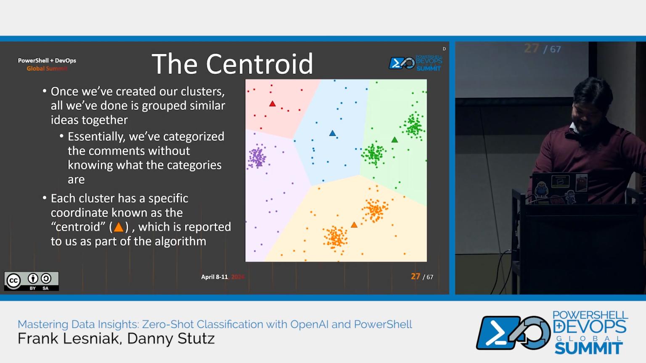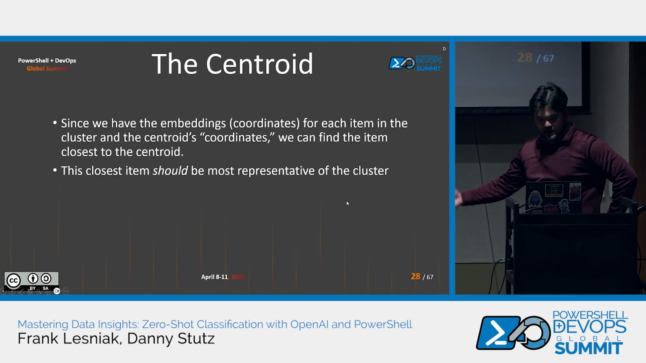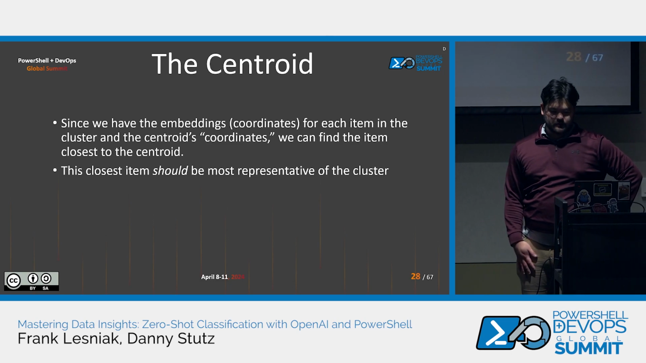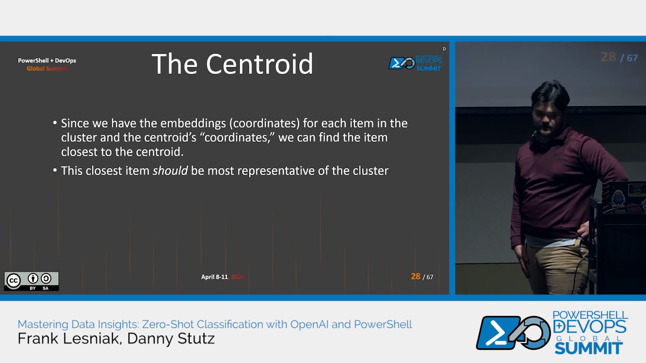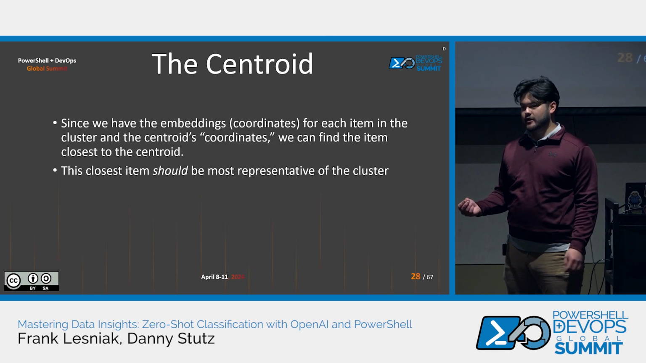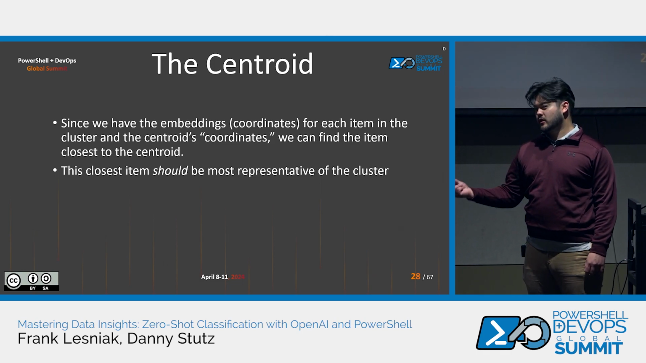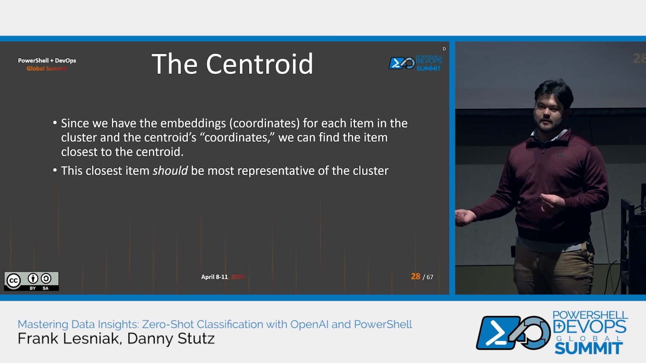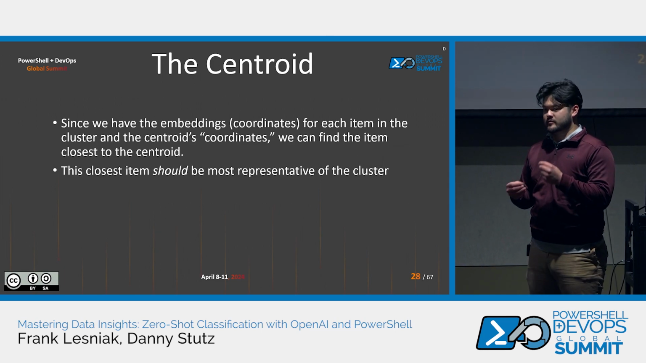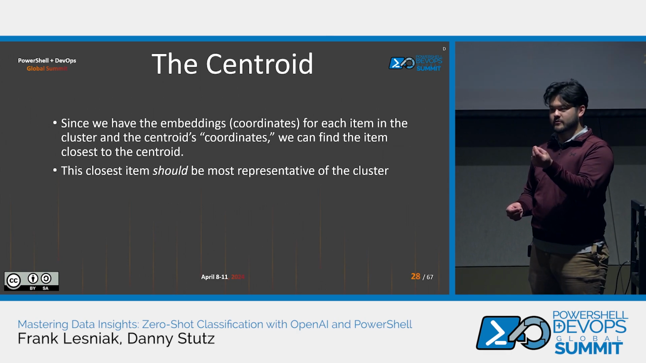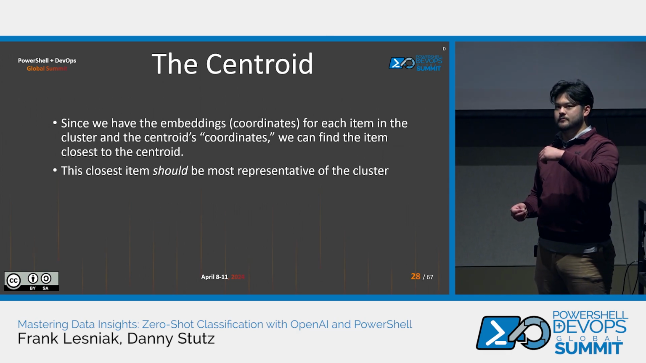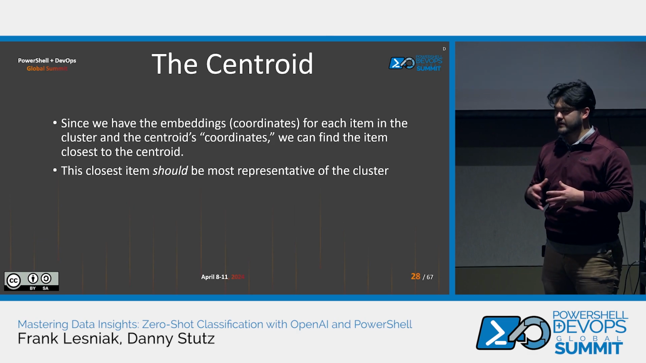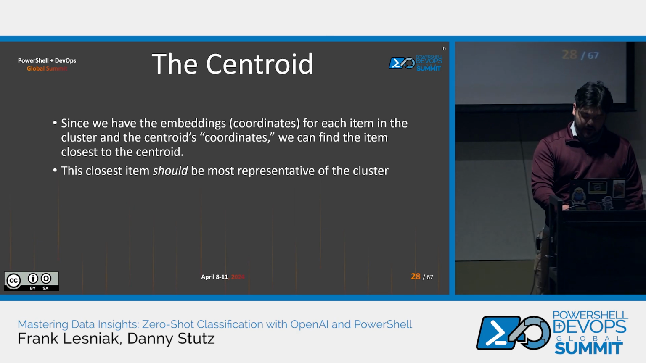Exactly. Yeah, and so, moving along to talking more about the centroid. Once we have the coordinates of the centroid, there should be an item that is closest to that centroid. What we call that is the most representative item of that cluster or that topic, right? In theory, this closest item should be the most representative, as in it should have the idea around the category solidified, and it should be most related to it.